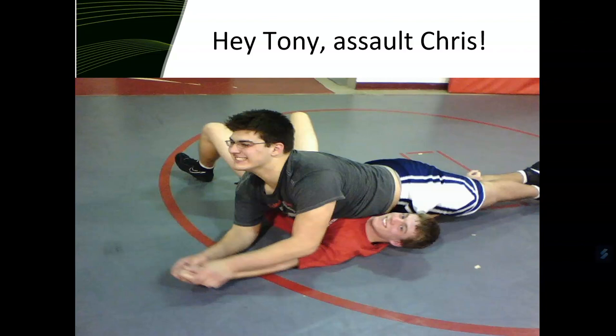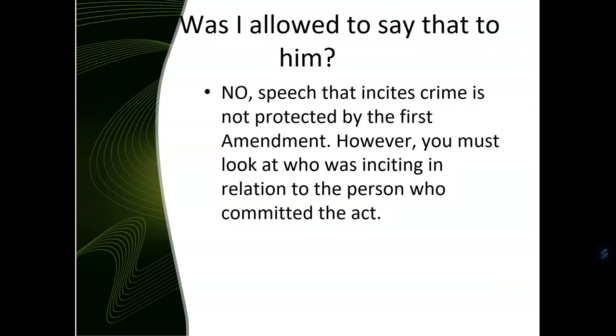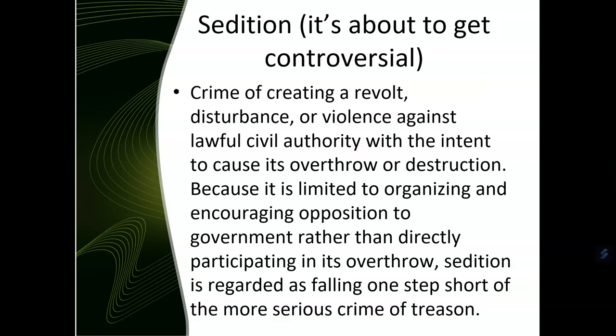But in this case, if I was serious, you can't do that. You can't tell people to do crimes. That would violate the First Amendment. So was I allowed to say that to him? No, it's not protected.